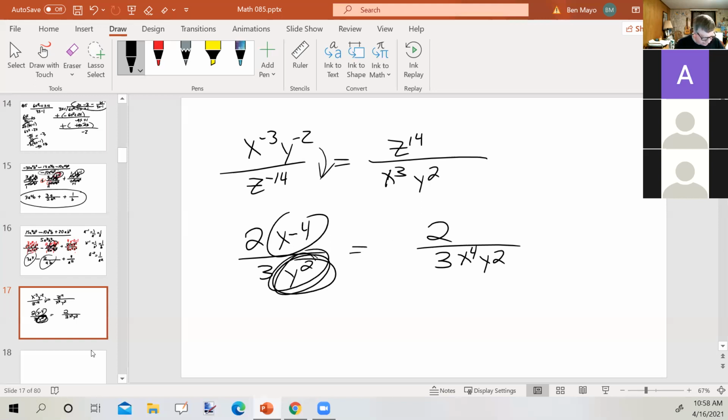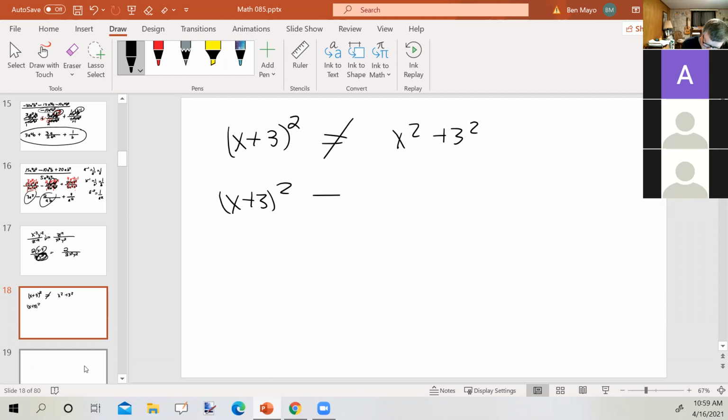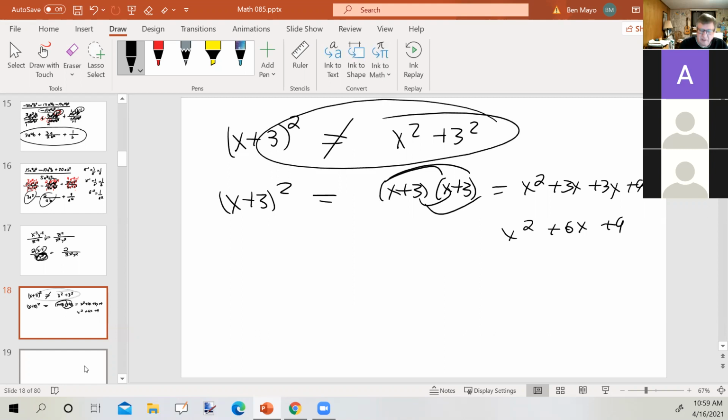Okay. All right. What else, folks? Anything else you want to look at? Okay, let me refresh your memory on what to do and what not to do. If you have something like that, that is not equal to that, okay, that's a big mistake people make. It's equal to this, which you then have to FOIL together. Okay, and then combine like terms. So be careful of that. That's probably the most common mistake that's made in this chapter, is people do this when it's not correct.